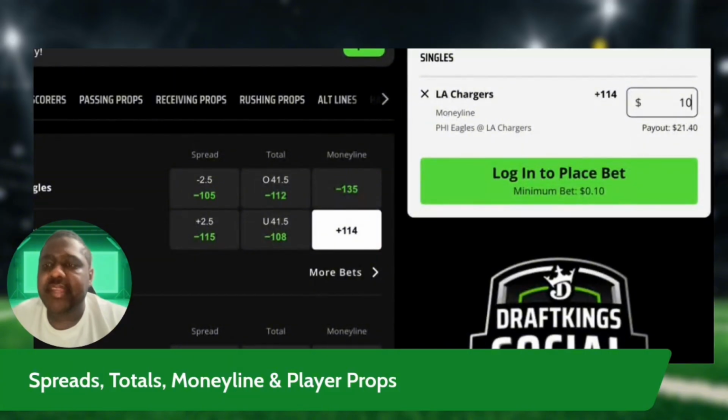$11.40. The payout right here on this app includes the amount you put in. So that's why it's 11. Even though it doesn't show 11, it shows 21, it's because it includes the amount you bet.